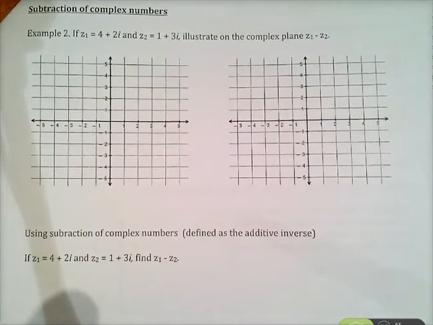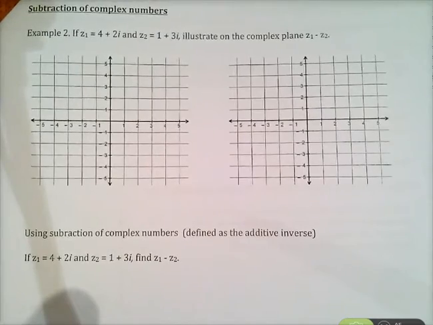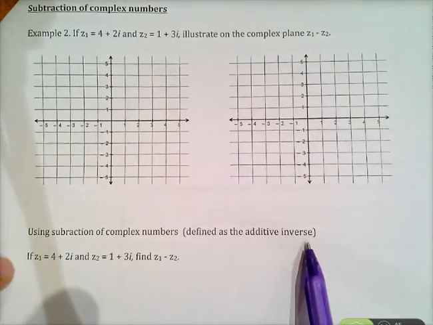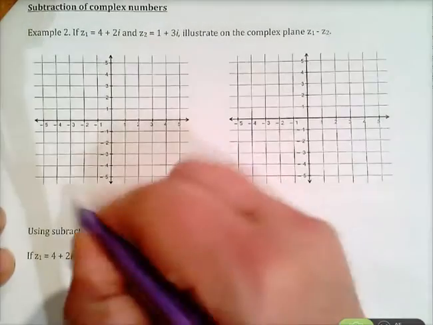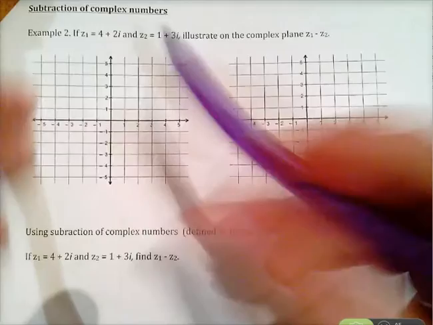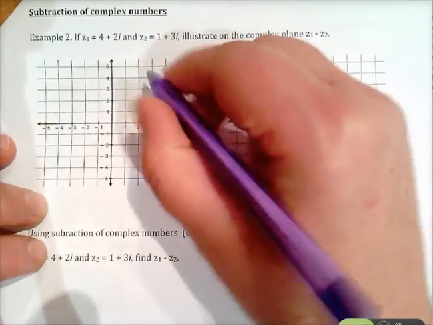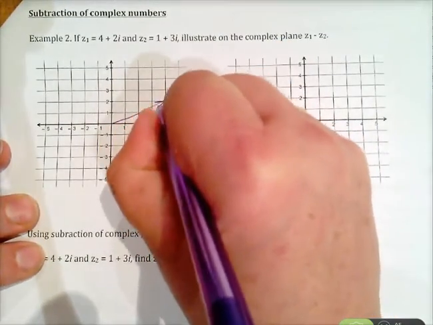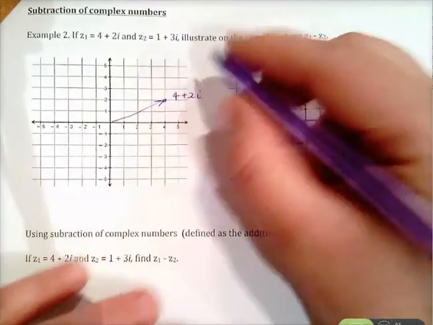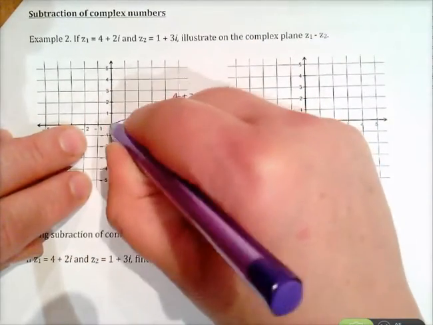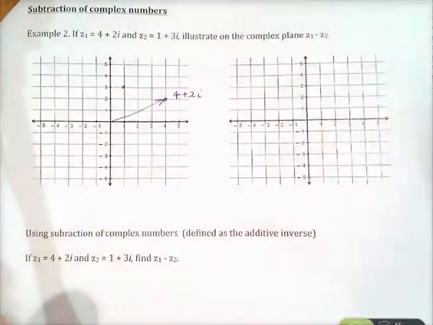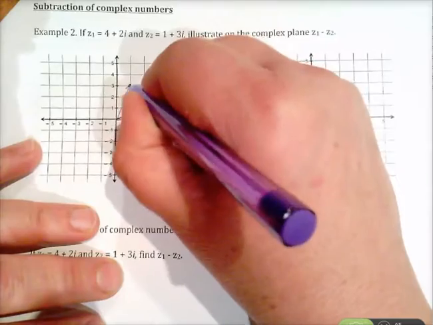Now, subtraction of complex numbers. So let's look at this. Remember that subtraction is defined as the additive inverse. So when you want to subtract complex numbers, for example, I'm going to draw them here. So z1 is 4 plus 2i. So here is 4 plus 2i. That's z1. And z2 is 1 plus 3i. Here's z2.